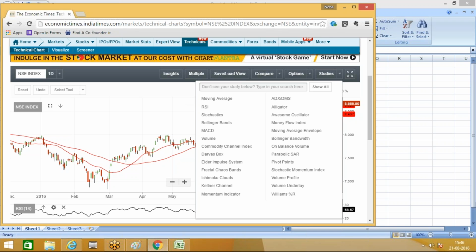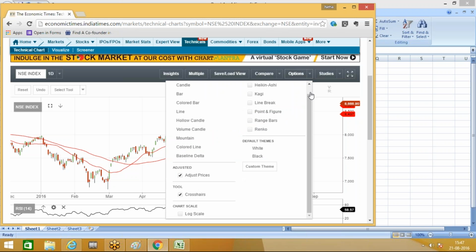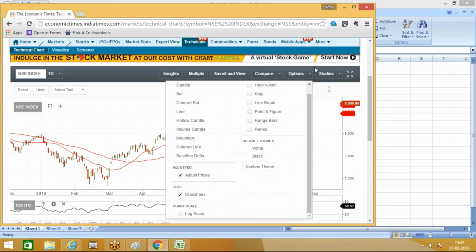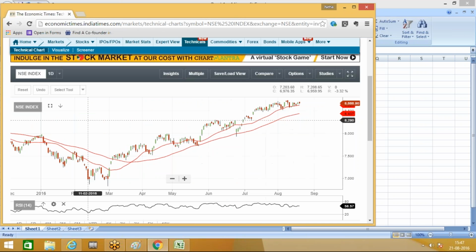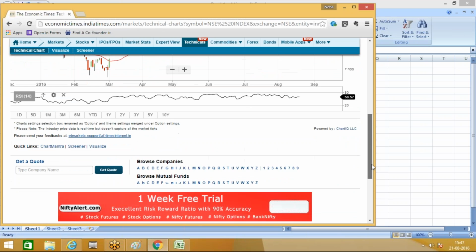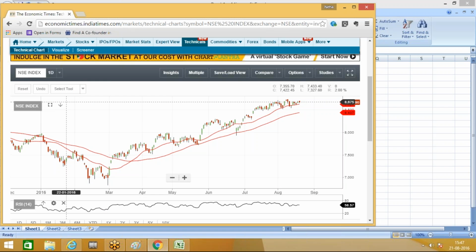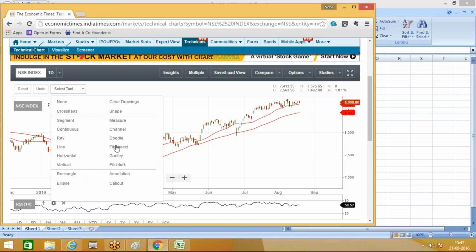Sir, it's in the select section actually, in the left top where NSE index is mentioned. You can see it. Select tools. Tools. Where are tools? No, sir, it's actually on the left side, where you see reset, undo, then select tool. Sir, just close the study. Yes, sir. This one, the Fibonacci.